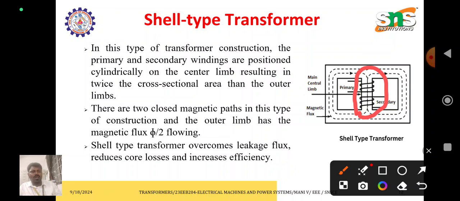During this process, when the primary winding is connected with the source, it gets energized and produces magnetic flux. The produced magnetic flux circulates across the magnetic core. During this time, it induces the voltage in the secondary winding, and that will be taken into the load.